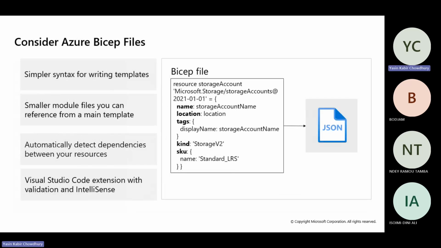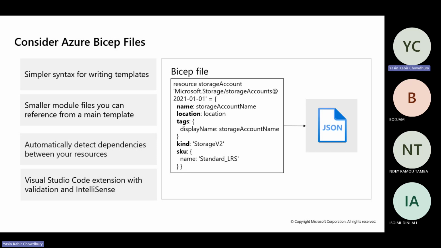A Bicep file is another kind of file. This one is like JSON, but it is made only for Azure. In a Bicep file, you cannot work in other places. But if you learn JSON, then you can work with JSON in different environments. But a Bicep file is only for Azure. If you want to do something in Azure, then you will use a Bicep file.